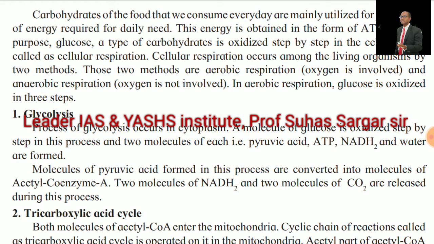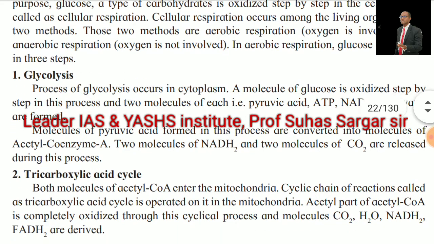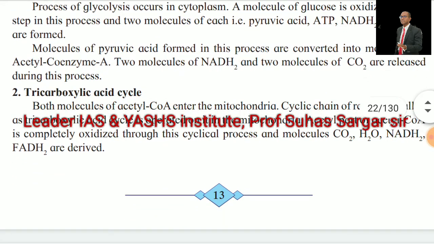First, glycolysis. The process of glycolysis occurs in the cytoplasm. The molecule of glucose is oxidized step by step in this process, and two molecules each of pyruvic acid, ATP, NADH2, and water are formed. The molecules of pyruvic acid formed in this process are converted into molecules of acetyl coenzyme A. Two molecules of NADH2 and two molecules of carbon dioxide are released during this process.